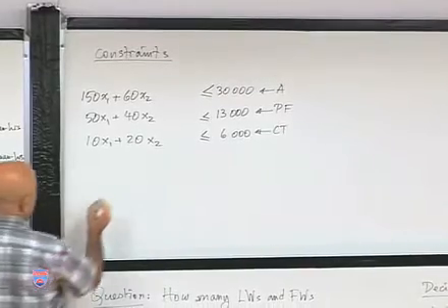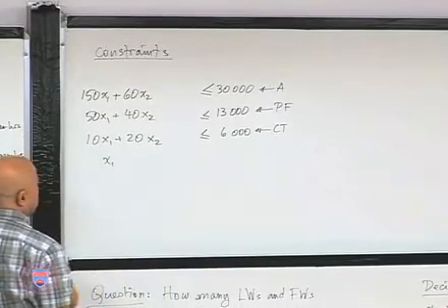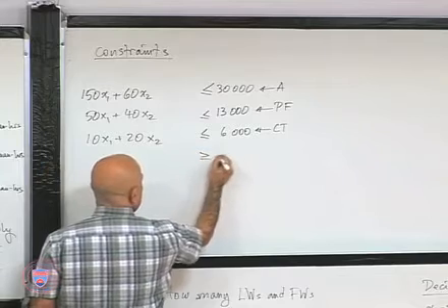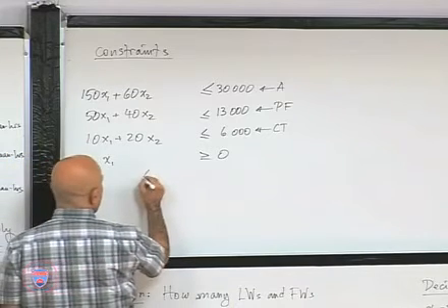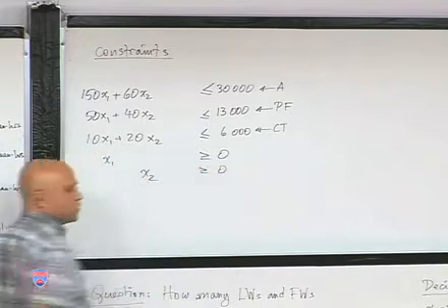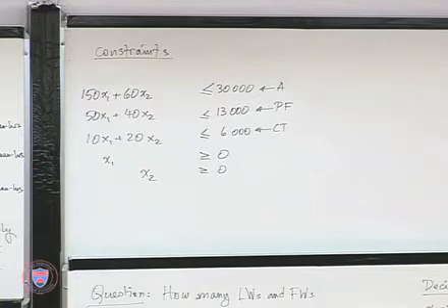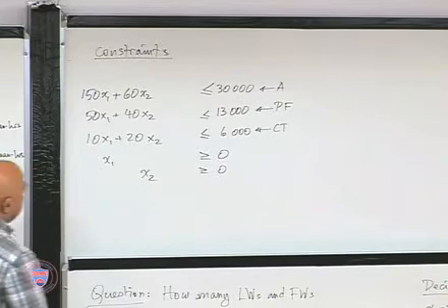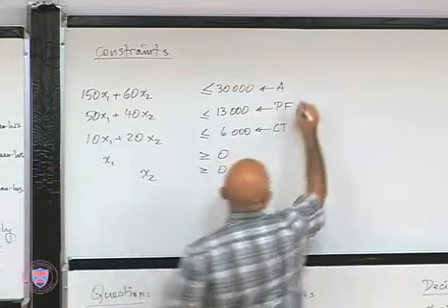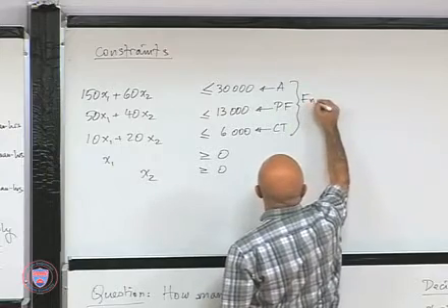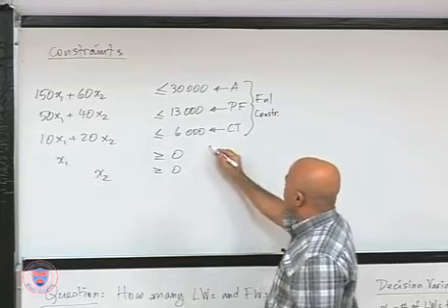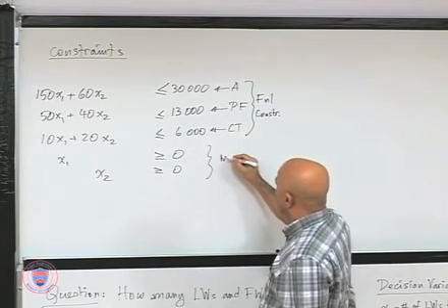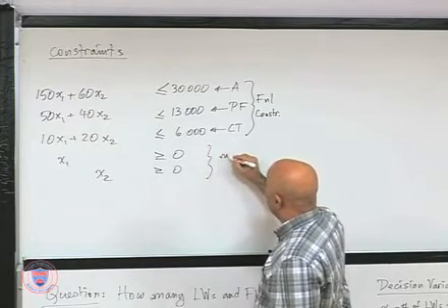There's one more set of constraints here. x1 is supposed to be greater than or equal to 0 because you cannot produce something negative. Number 2, x2 must also be greater than or equal to 0. And typically, we refer to these constraints as functional constraints, and to these constraints as non-negativity constraints.